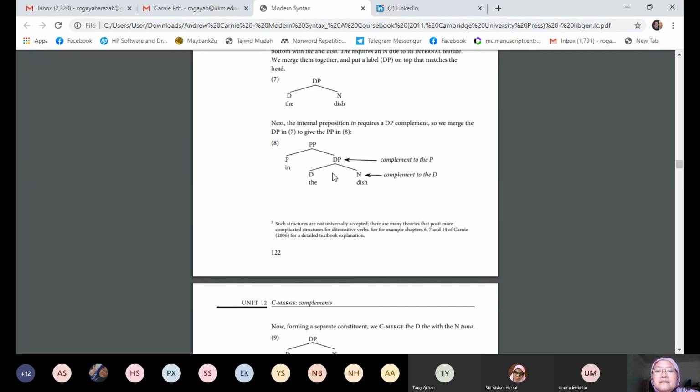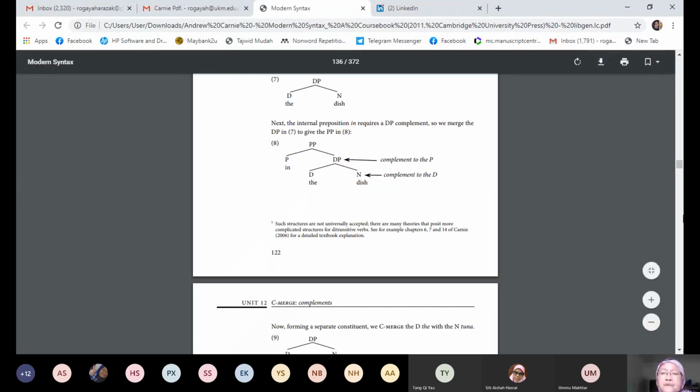And then we'll have subcat for DP, and it matches with what P wants. So internally, in the DP, N is required by the D. So N is the complement to the D. And then this whole DP is the complement to the P. Yeah. So this is what. A little bit more.